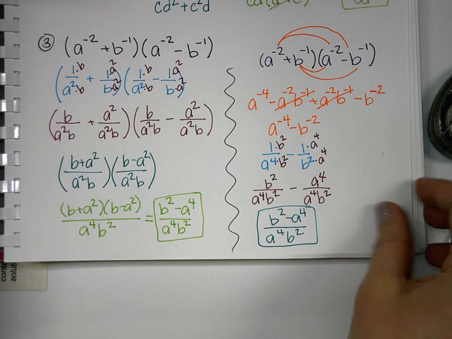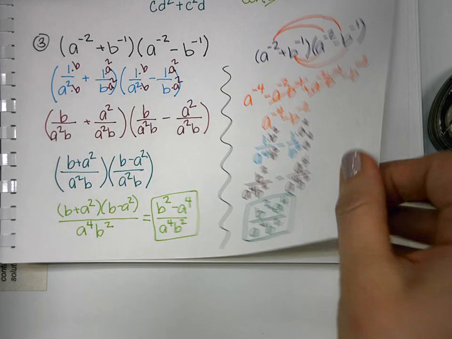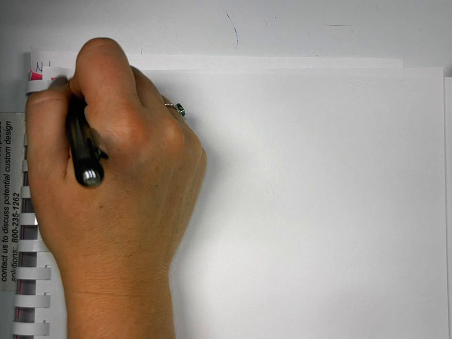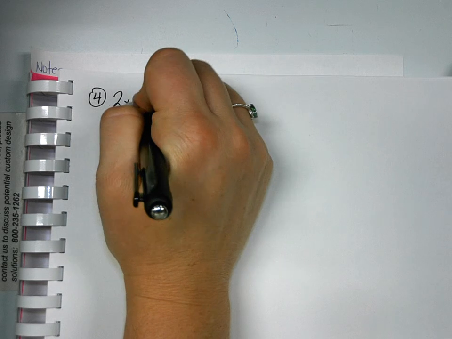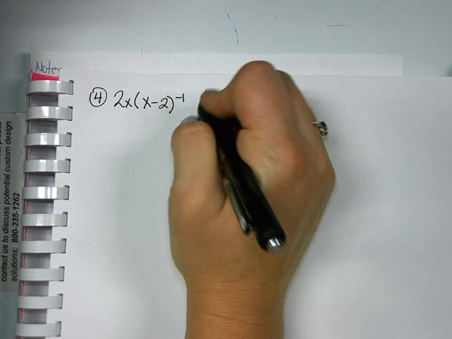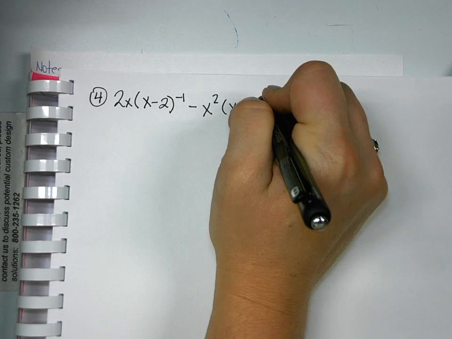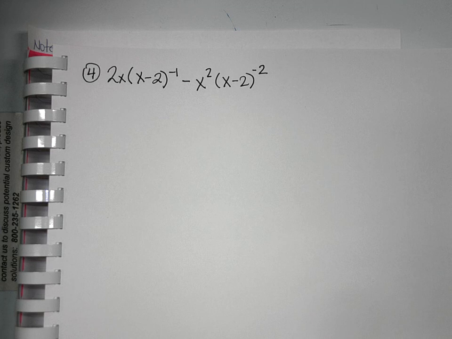Okay, so we have one more example I wanted to go through, because this one takes the same idea, but now our negative exponent is on an entire expression as opposed to just a letter. So follow the same steps.